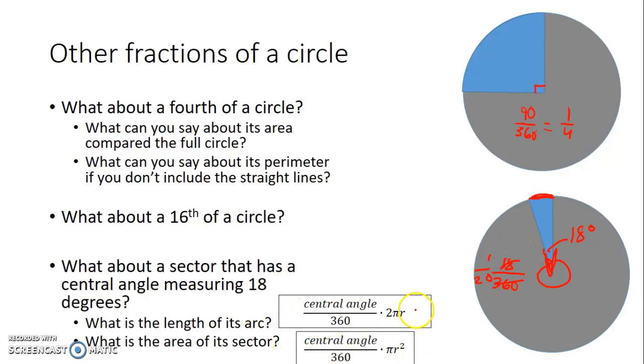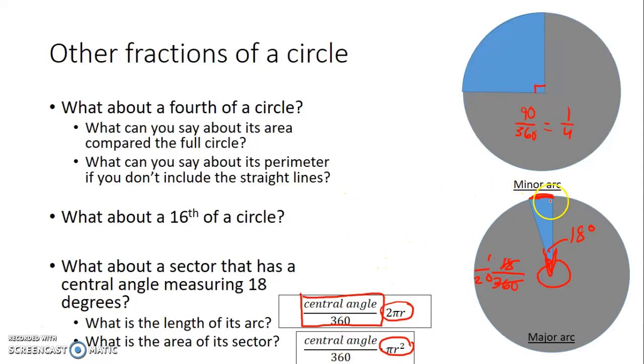So we have these two formulas that we can think about. If we know what the central angle is, we can calculate what fraction of the circle we're talking about by taking that number of degrees over 360 and then multiplying it by either the overall circumference, 2 pi r, or the overall area to find these quantities. Why don't you pause this and get those formulas written down?